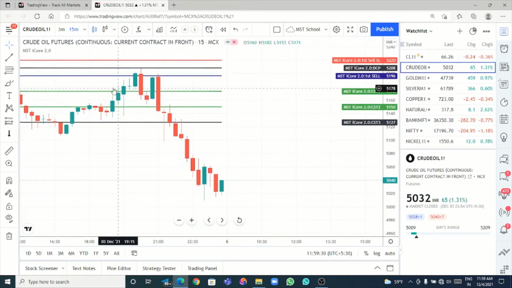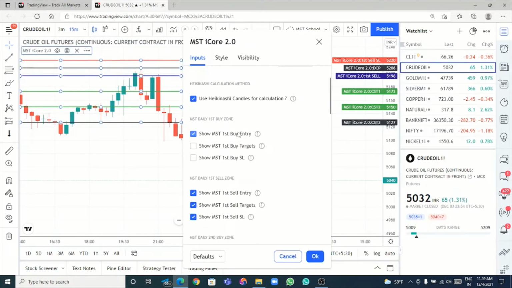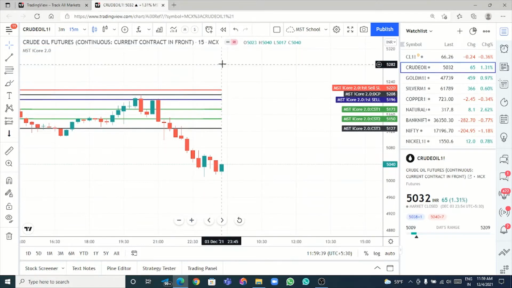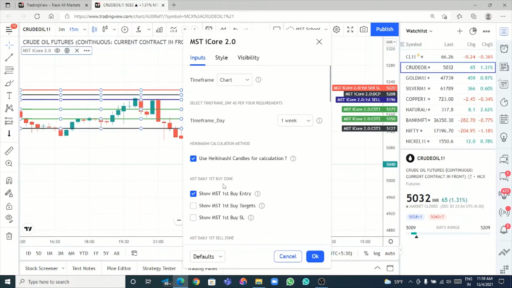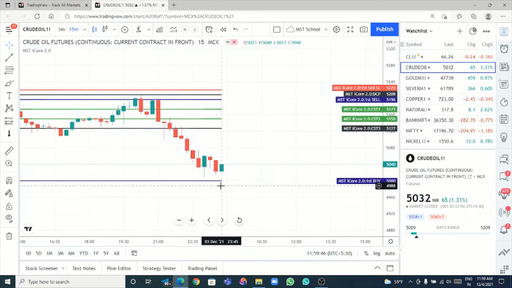And if you want to book a big target, what you can do? Enable the first buy entry. It is enabled. Yes. First buy entry, and your big target will be sell to buy. Your target will be 5000. The low made was 5009. So almost 200 points we have got as profit. That is if you want to go for only the big target.